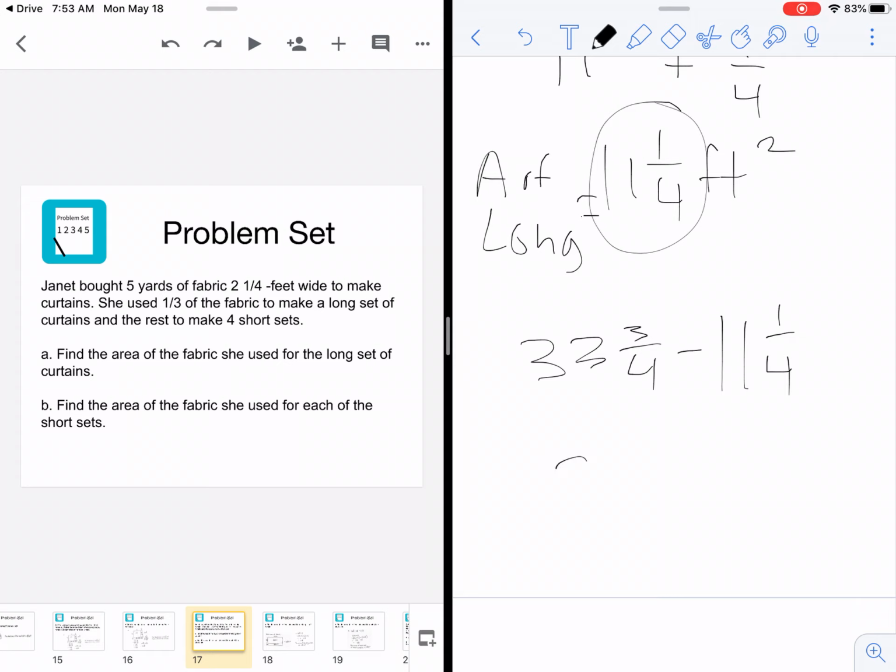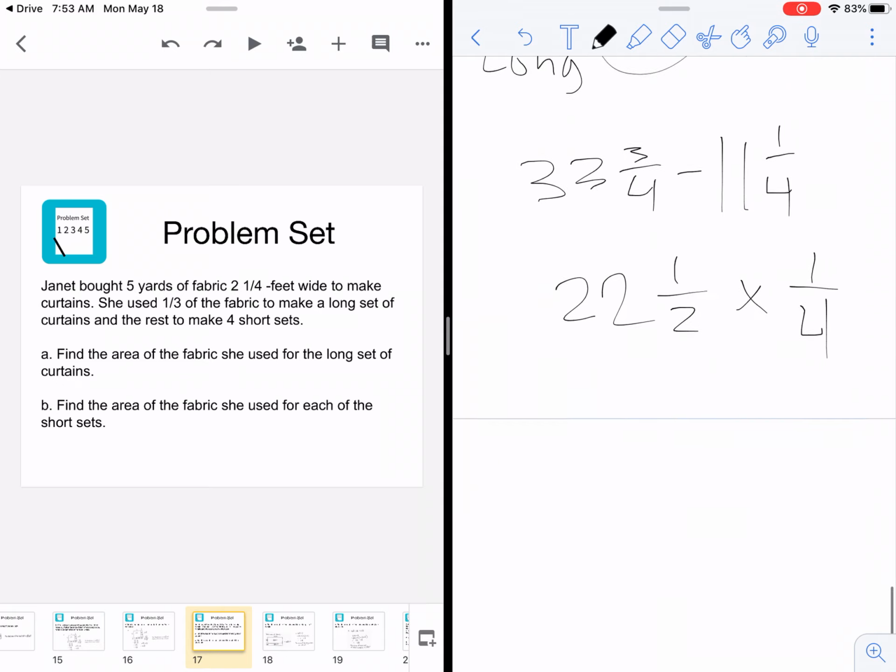33 minus 11 is 22. 3/4 minus 1/4 is 1/2. So we have 22 1/2. Now divided by 4 or times 1/4. Okay, this is going to tell us, because we need 4 sets, so 1 out of the 4 sets is how long.